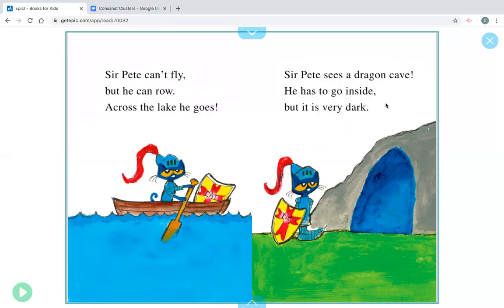Do you see it, first graders? It's another DR consonant cluster in dragon. So now we have 4 DR consonant clusters. Let's keep going.